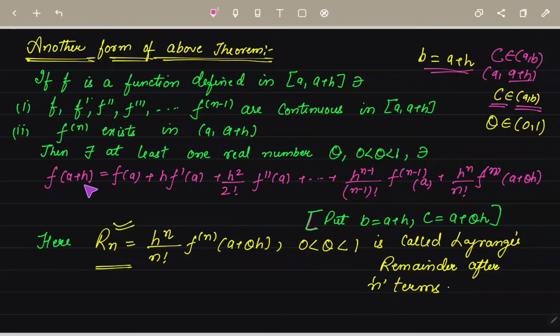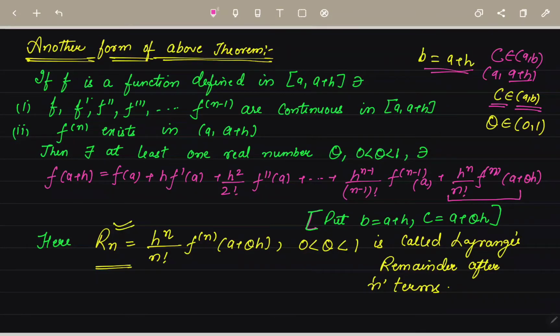That means instead of b I am writing a plus h. So the expression is f of a plus h, equal to f of a plus h into f dash a plus h square divided by 2 factorial into f double dash a, plus so on up to h raised to the power n divided by n factorial times the nth derivative at a plus theta h. This last term is basically the remainder, Lagrange's remainder after n terms.